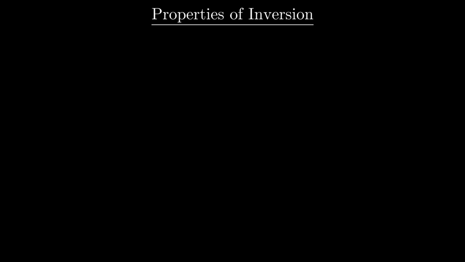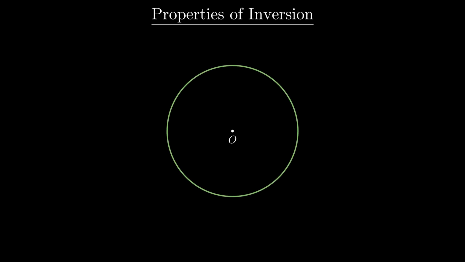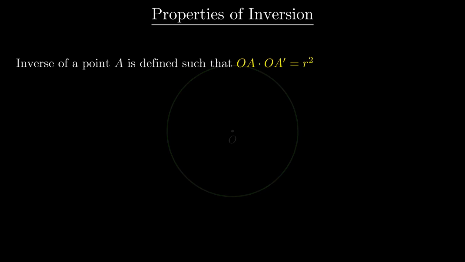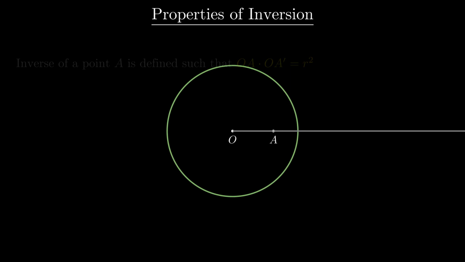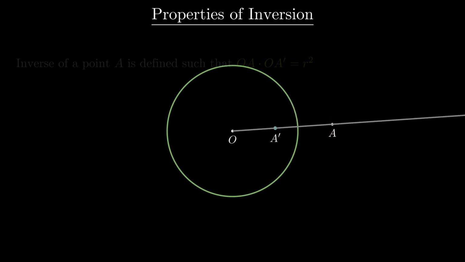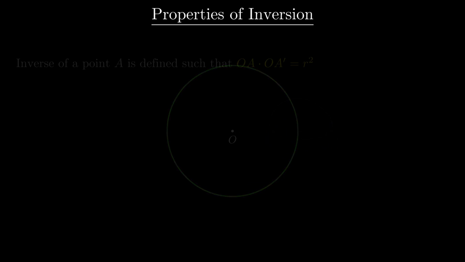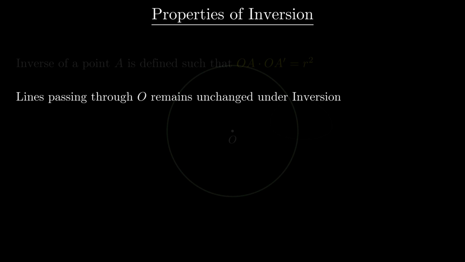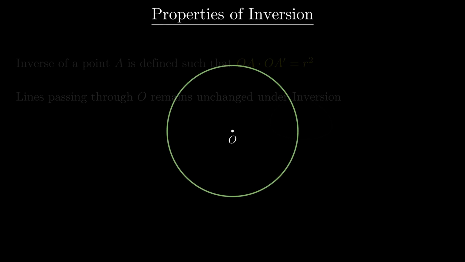Let O be the center of our inversion circle and R be its radius. Then the inverse of a point A with respect to this circle is a point A dash such that OA times OA dash equals R square, and A dash lies on the ray OA. The inverse of a line passing through the center of inversion is the same line. It doesn't change.